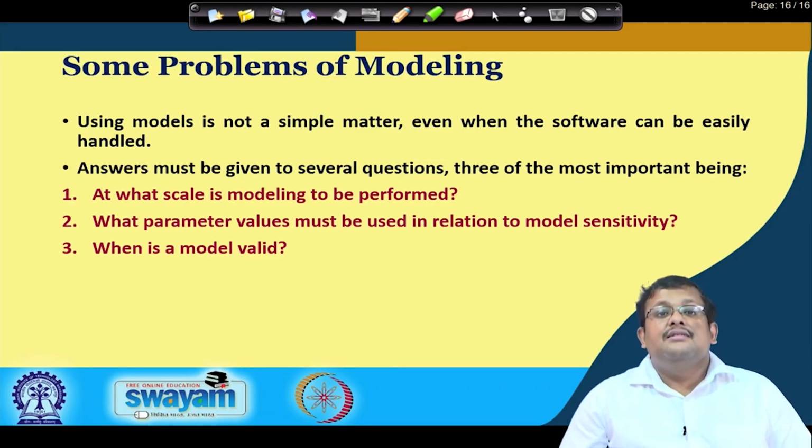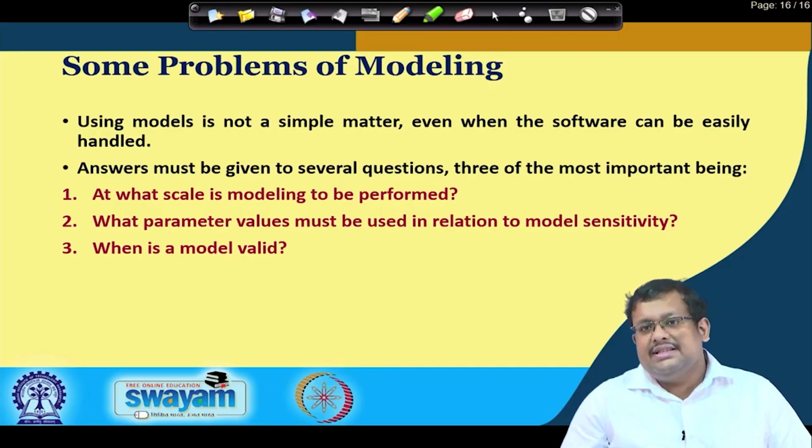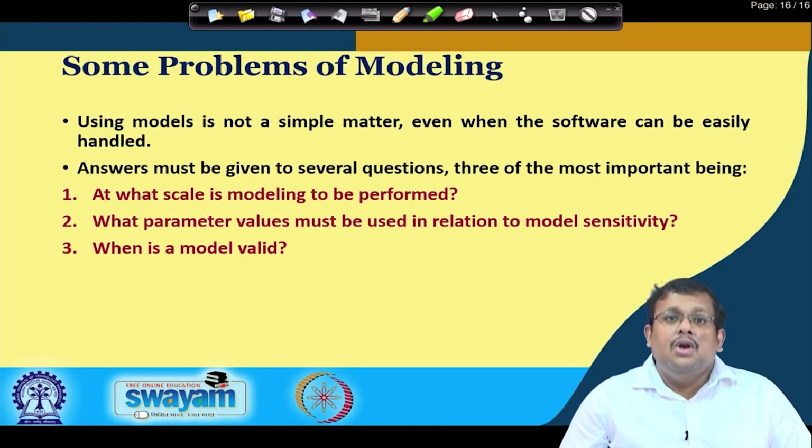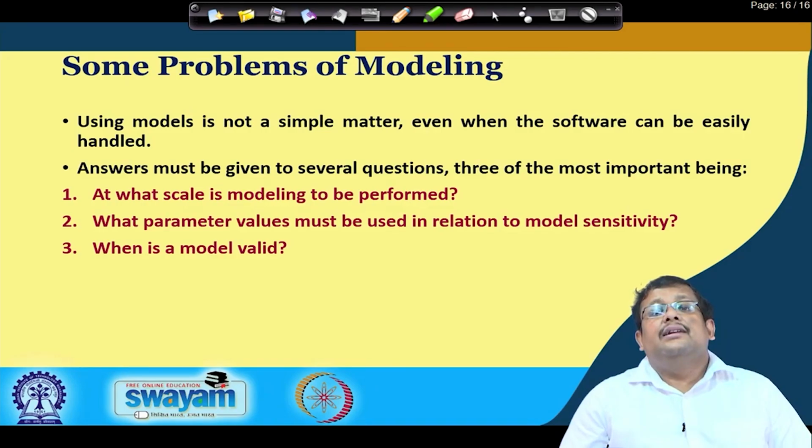Second, what parameter values must be used in relation to the model sensitivity? Now, in terms of scale, you do not want to use any model which causes extrapolation, because when there is an extrapolation, that creates problems. And secondly, what parameter values must be used in relation to the model sensitivity? This is another important question. And third, when is a model valid? So, for this we are going to discuss in detail, and we are going to discuss also what is model sensitivity and what is called the validation of a model.